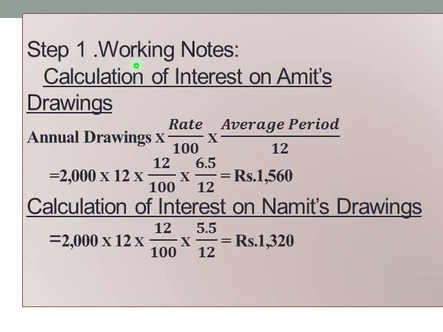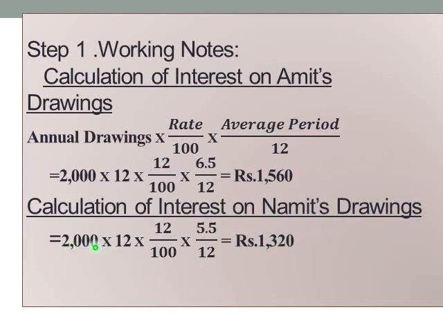Let us see step 1, calculation of interest on Amit's drawing. You know the formula, annual drawing multiplied by rate upon 100 multiplied by average period divided by 12. So here average period will be 6.5. Annual drawings are 2000 into 12, that will be 24,000. Rate is 12%. Average period is 6.5 divided by 12. So the amount of interest on drawing will be 1560.